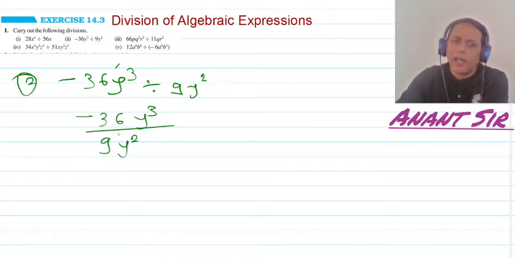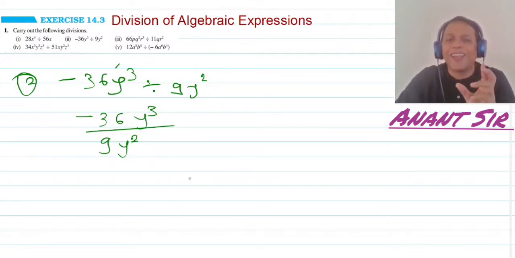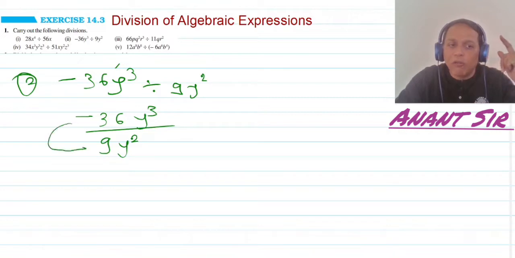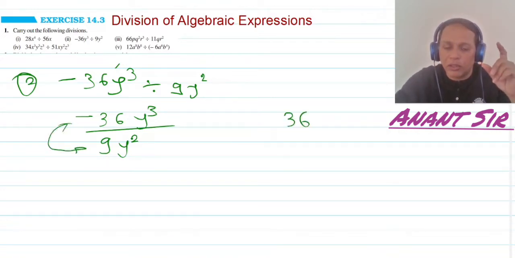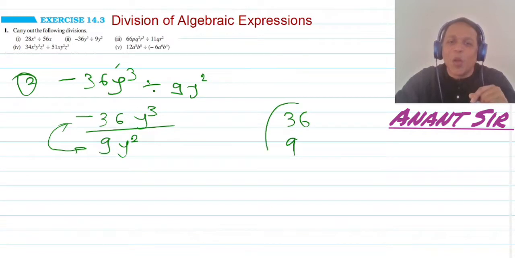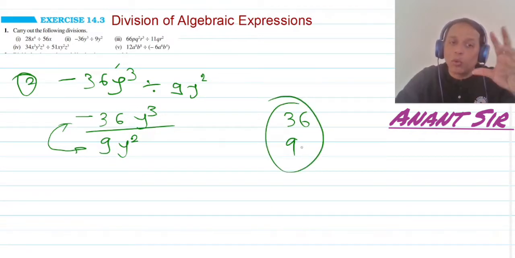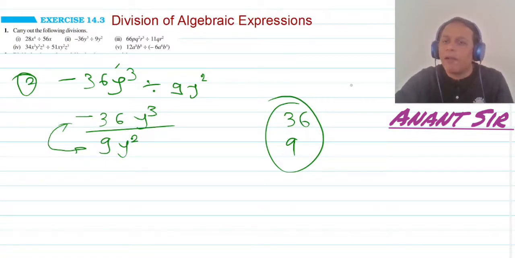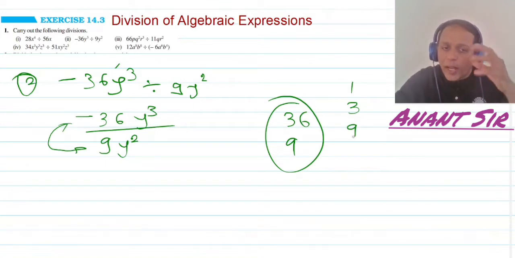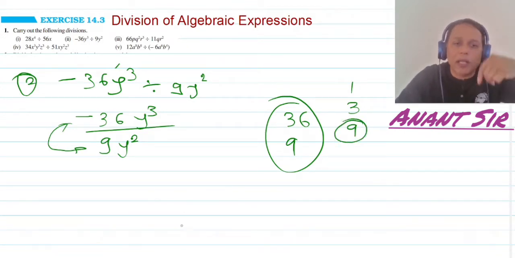It's very easy. Divide, see again, just think which numbers can divide both 36 and 9? So 1 can divide all the numbers, right? Then 3 can divide both. Then 9 can divide both. So if you understand that I can divide both the terms 36 and 9 by the biggest number 9, you will get the answer fast.